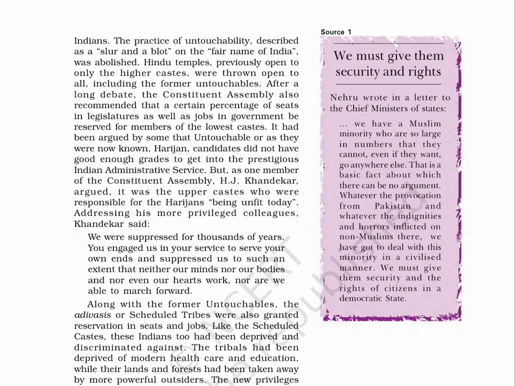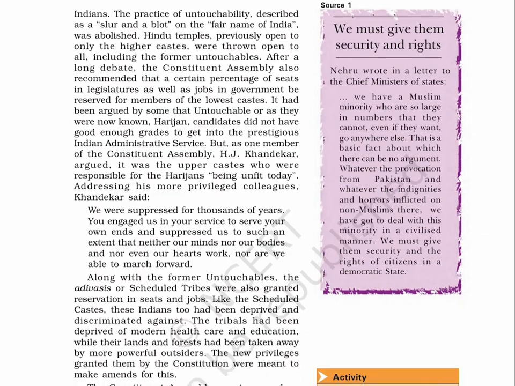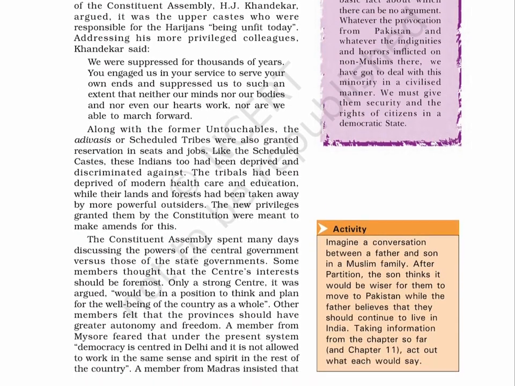But as one member of the Constituent Assembly, H. J. Khandekar, argued, it was the upper castes who were responsible for the Harijans being unfit today. Addressing his more privileged colleagues, Khandekar said, "We were suppressed for thousands of years. You engaged us in your service to serve your own ends and suppressed us to such an extent that neither our minds nor our bodies and nor even our hearts work, nor are we able to march forward."